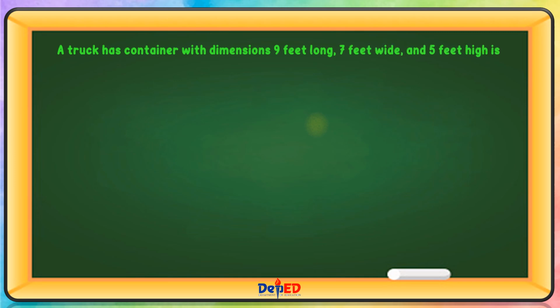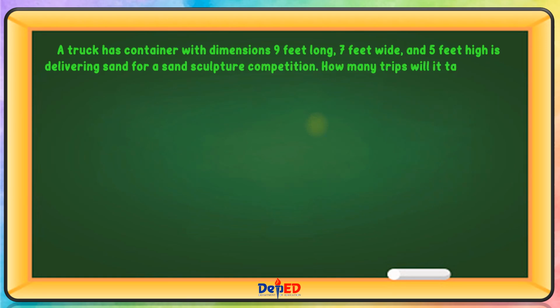A truck has a container with dimensions 9 feet long, 7 feet wide, and 5 feet high. It is delivering sand for a sand sculpture competition. How many trips will it take for the truck to deliver 945 cubic feet of sand?